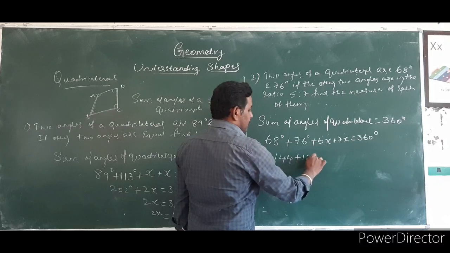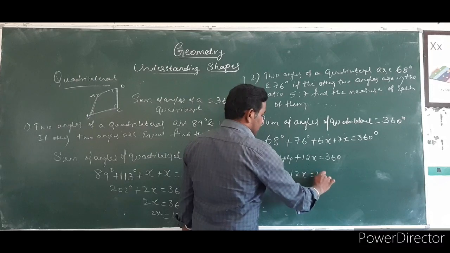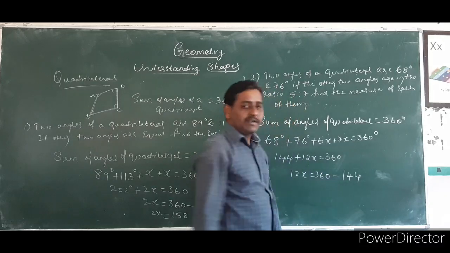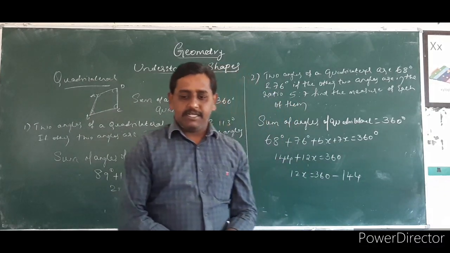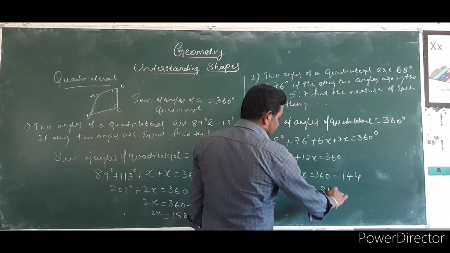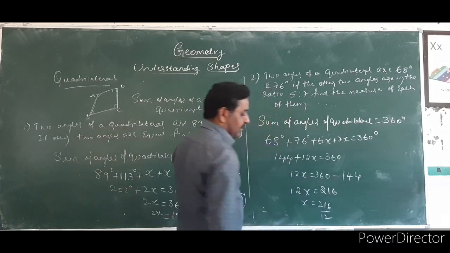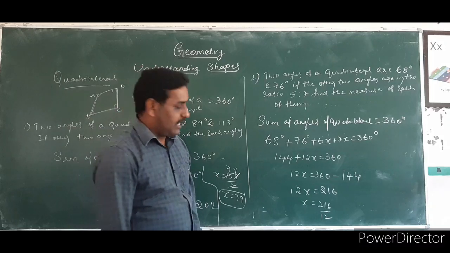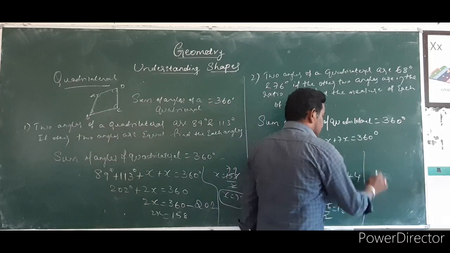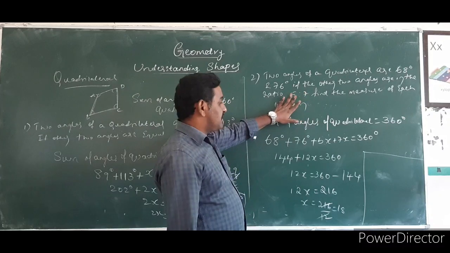5x plus 7x is 12x, plus 144, equals 360 degrees. So 12x is equal to 360 minus 144. You can shift 144 to that side. 360 minus 144 gives 216. That is, x is equal to 216 divided by 12, which is 18. What is the value of x? 18. Then we have to find each of the two angles in the ratio.